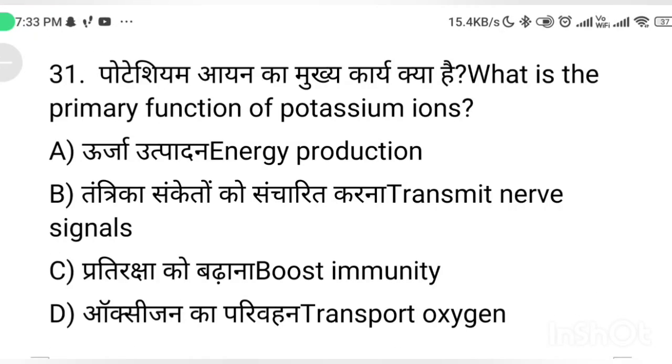What is primary function of potassium ions? Option A, energy production. Option B, transmit nerve signal. Option C, boost immunity. Option D, transport oxygen. Correct answer is option B, transmit nerve signal.